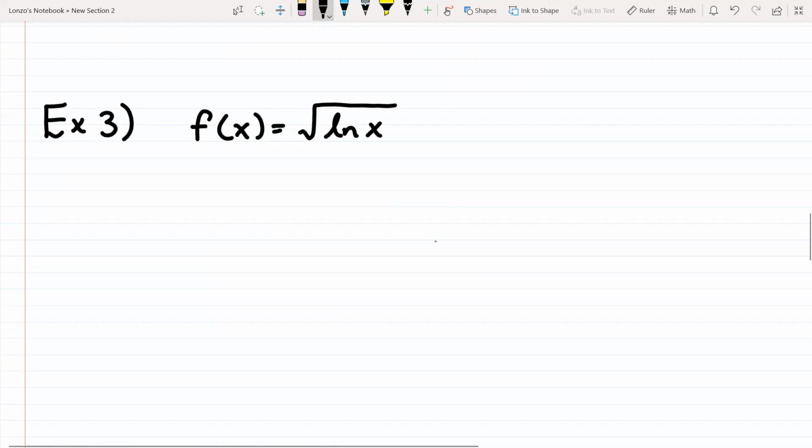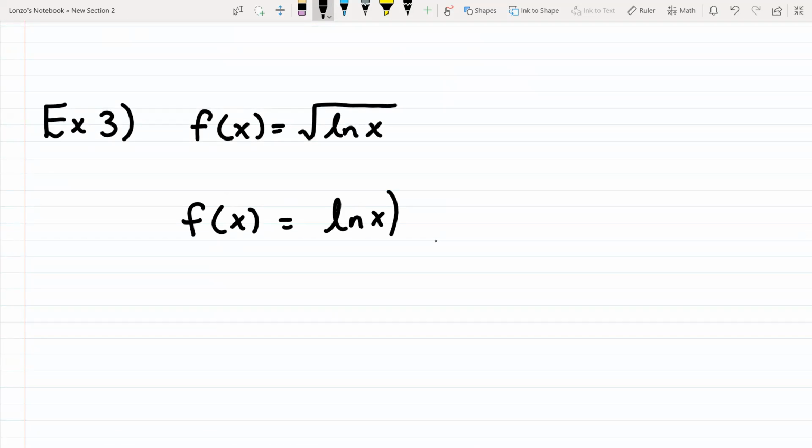Example 3. What are we going to do here? In order to take the first derivative, maybe it would be easier if I wrote it as a power, as an exponent. We all know anything in the square root can be expressed as ln of x in parentheses to the 1/2, right? So how are we going to take the derivative of this? We're going to use two things: the power rule and rule number 2.